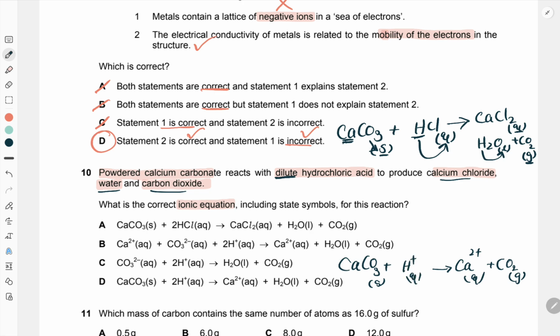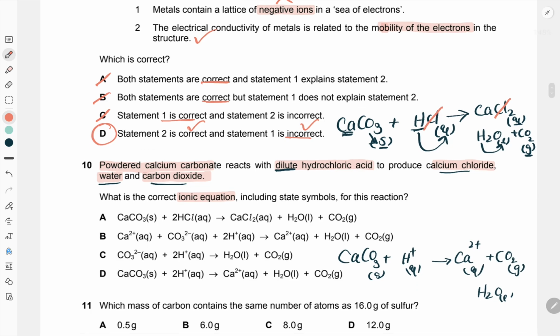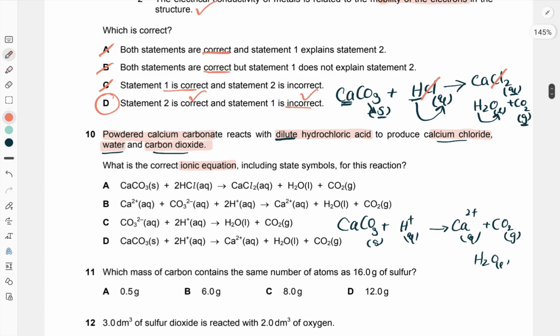This is aqueous and now it has become water, so I can write water over here. And the other thing left over is chloride, because it is aqueous before the reaction and it is also aqueous after the reaction, so you cannot write this into the ionic equation. Now you can balance the equation.